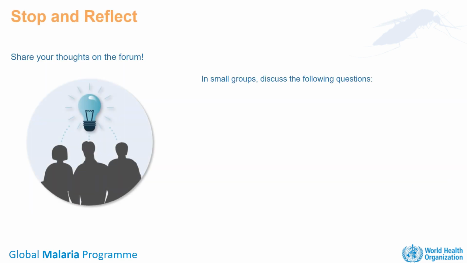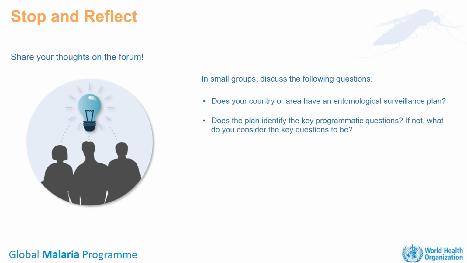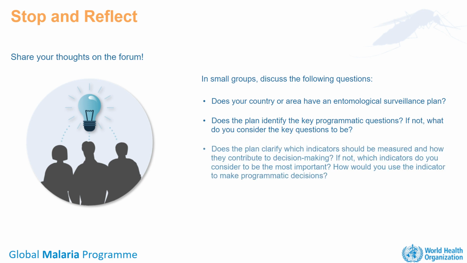We will take a few minutes to have small group discussions regarding entomological surveillance in your area or country. Please form small groups and discuss these three questions. Does your country or area have an entomological surveillance plan? Does the plan identify the key programmatic questions? If not, what do you consider the key questions to be? Does the plan clarify which indicators should be measured and how they contribute to decision making? If not, which indicators do you consider to be the most important? How would you use the indicator to make programmatic decisions?